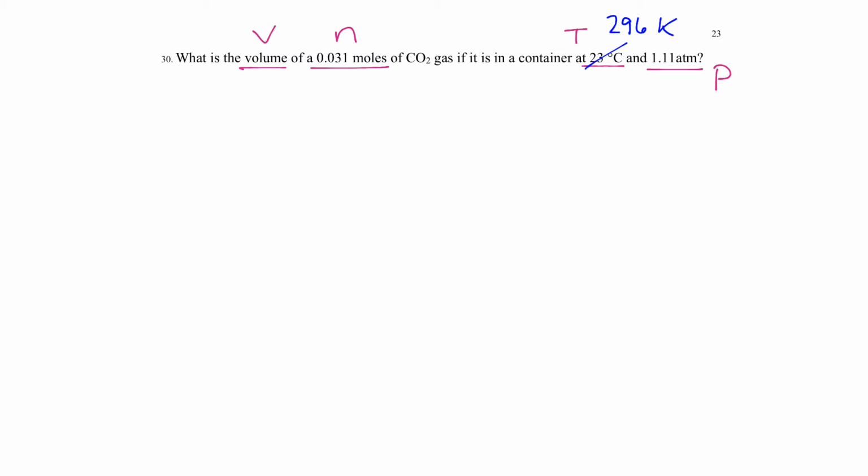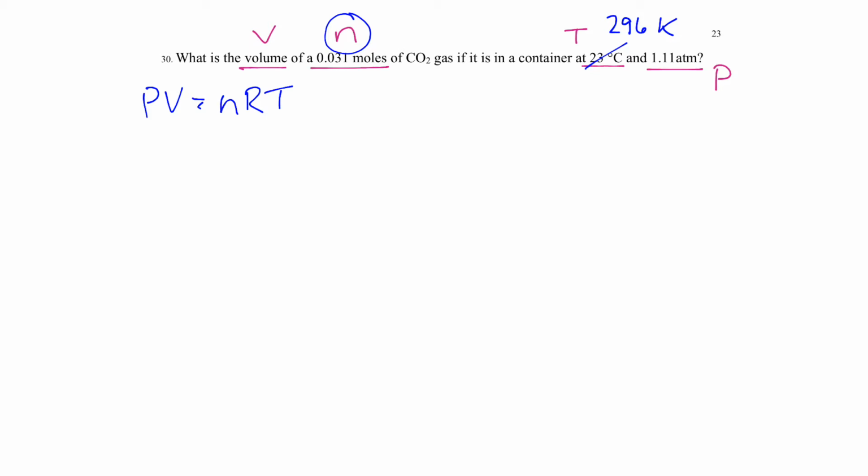Okay, but this is the first problem we've seen so far that has this variable n in there. So what do we do with that? There was only one formula that has the n in there, the ideal gas law, PV equals nRT. So all we need to do is plug these variables in.